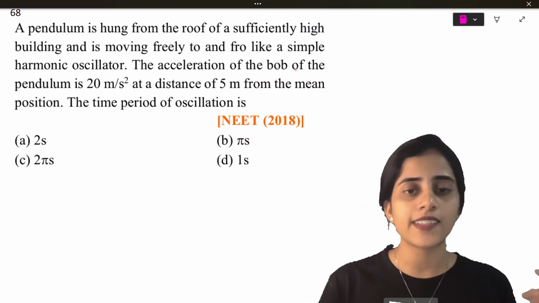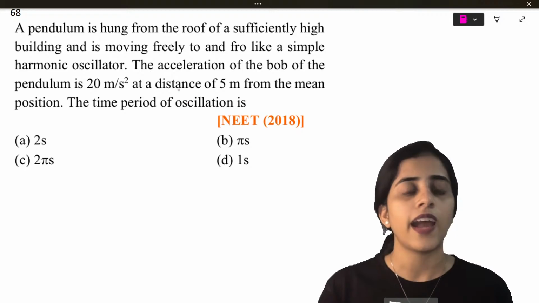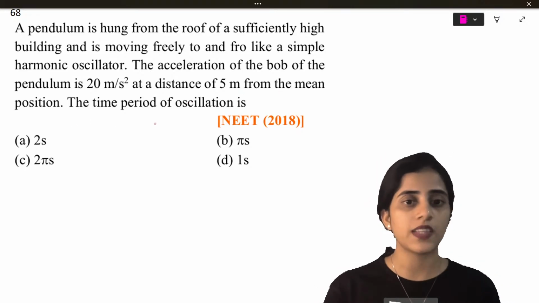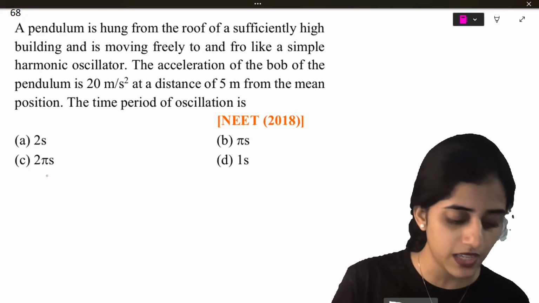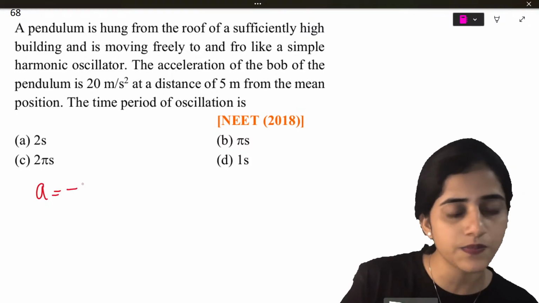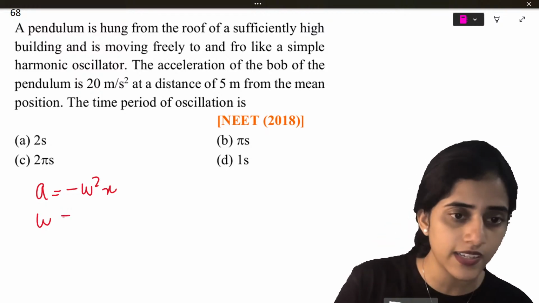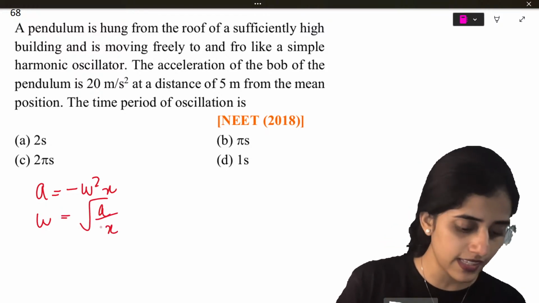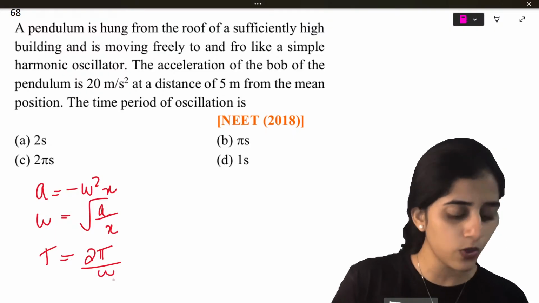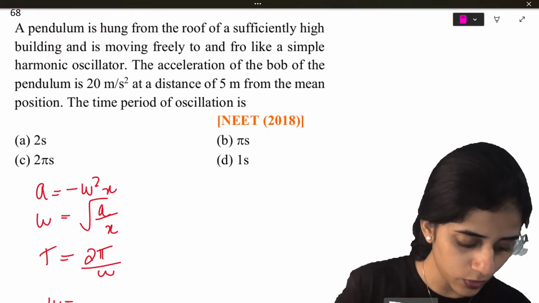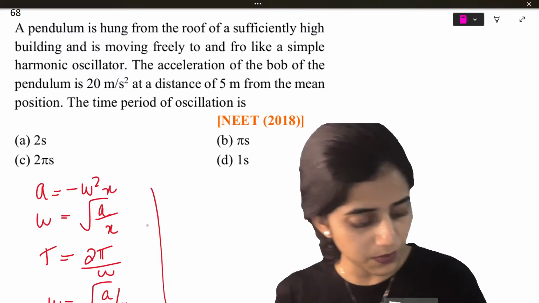Okay. The acceleration of the bob of the pendulum is 20 meters per second squared at a distance of 5 meters from the mean position. What is the time period of oscillation? So what are the formulas? Let's write down the formulas first. So acceleration is minus omega square x. What is omega? Angular frequency omega is square root of a by x. Okay. Now time period T is 2 pi by omega. And omega is equal to square root of a by x. That we already know. So let's substitute that.